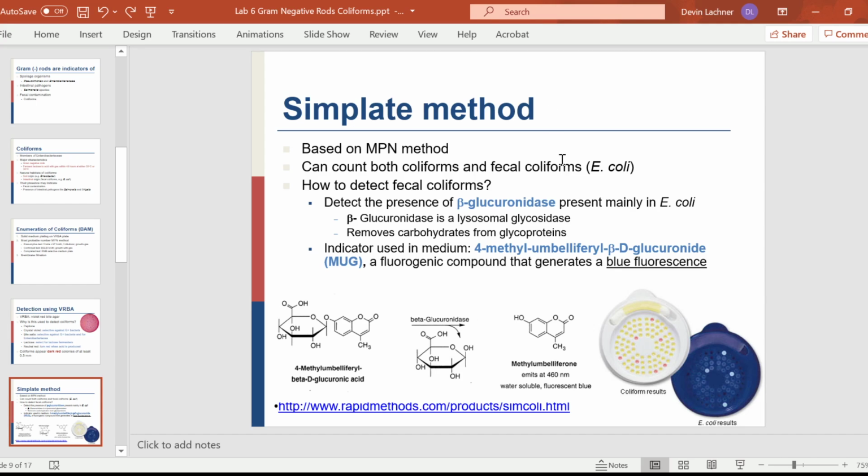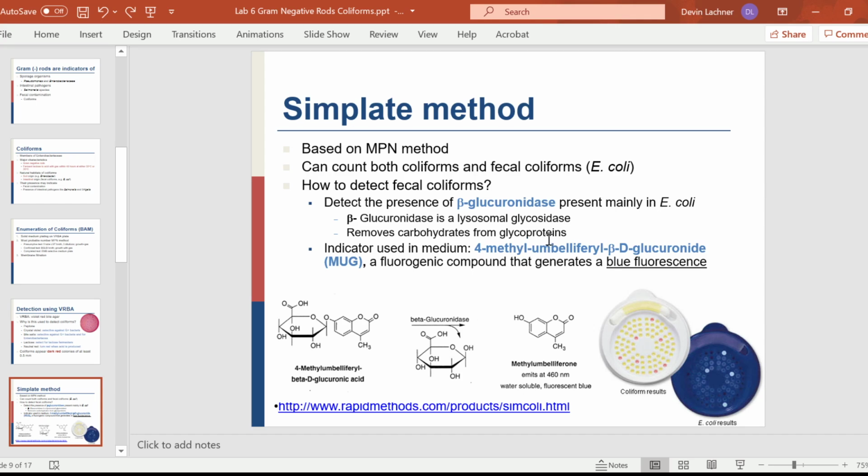So this can count both coliforms and fecal coliforms. So that's E. coli and the Enterobacter. But we want to detect... I told you that we're mostly worried about the fecal coliforms because those are the ones that indicate a fecal contamination. So how we test for this is through an enzyme known as beta-glucuronidase, which we're going to be testing for. This enzyme is mainly found in E. coli, which, as we know, is a fecal contaminant, a fecal coliform.